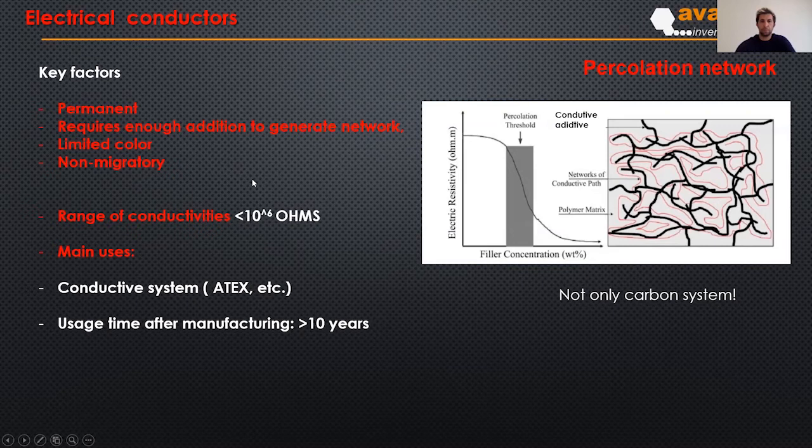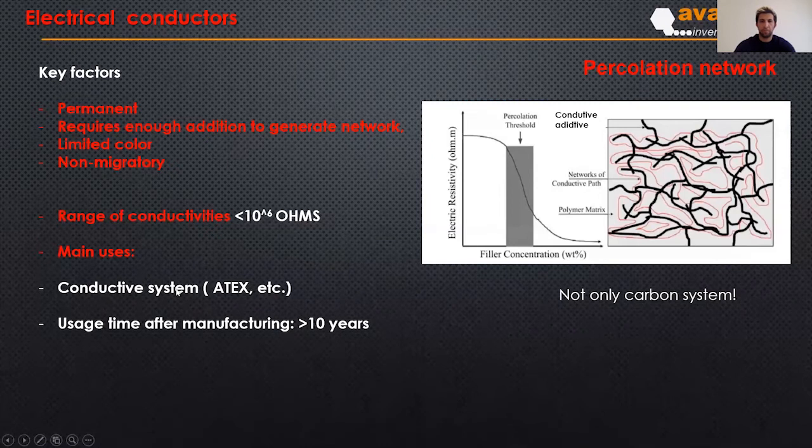You can reach very, very low resistivity, in the range of kilo ohms, even ohms in some cases. It's not migratory, but has two characteristics. One is that the color options of this solution are more or less limited. The majority of them are black. It's complicated to get pure colors. Dark color is possible, but pure color is complicated and requires a big amount to get the network. The use is mainly in conductive systems like cables or something like this.